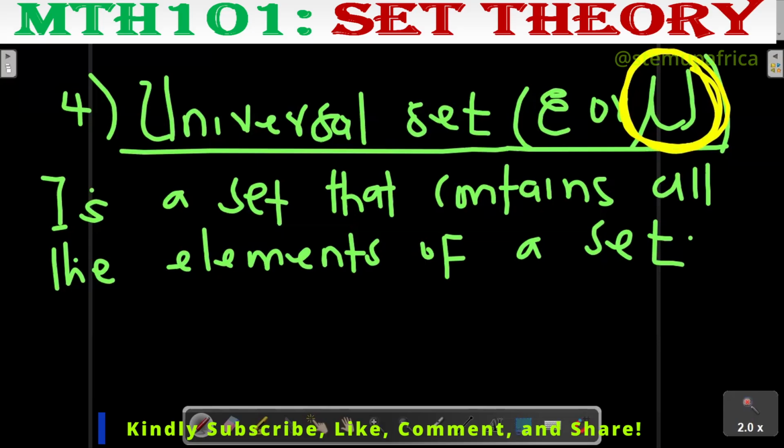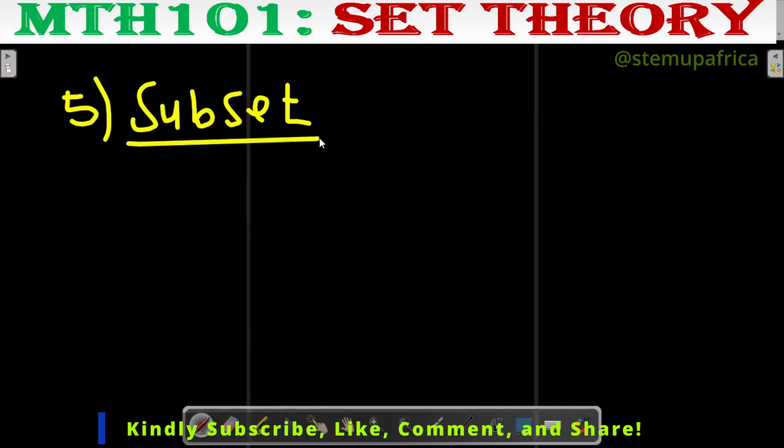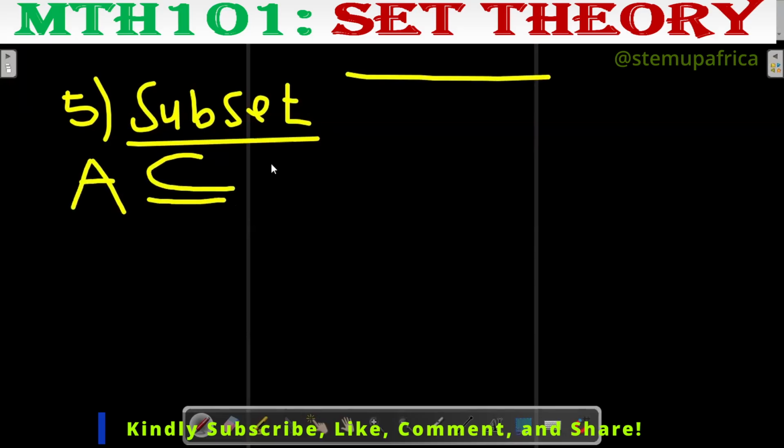Then number 5, we have what we call subset. If I have two sets right now, set A, then B. Let's assume we have two sets A and B. You can see this sign I put here. That is the sign for subset. That is the symbol for subset.